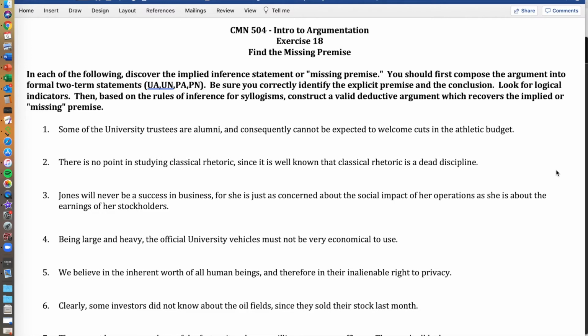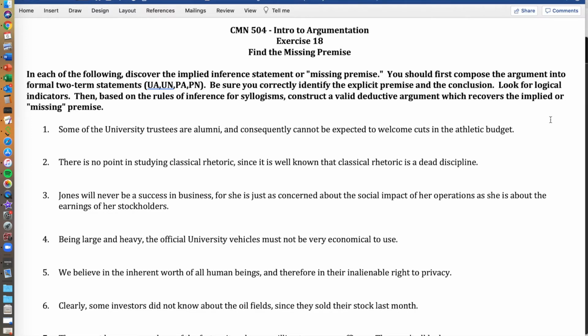So we start with arguments in natural language, and the first thing we would do then is read that natural language argument and determine which of the statements is the claim statement, and that will become the conclusion in the syllogism, and which of the statements is the evidence statement, and that will become the given premise in the syllogism.